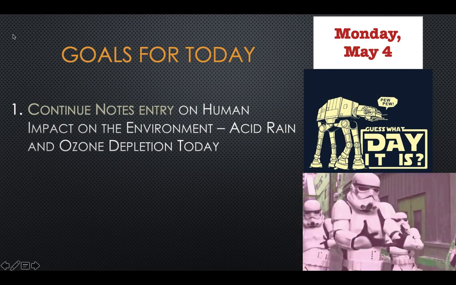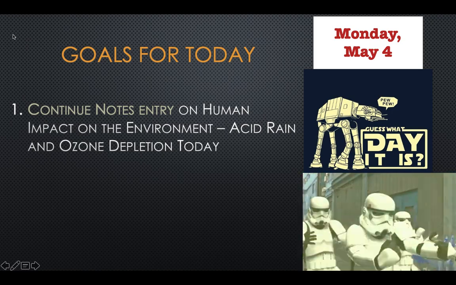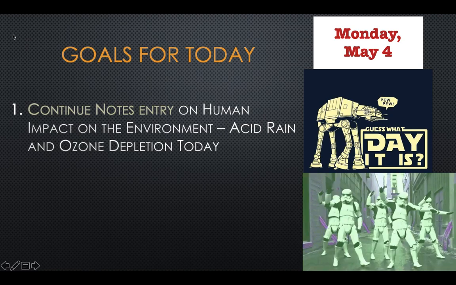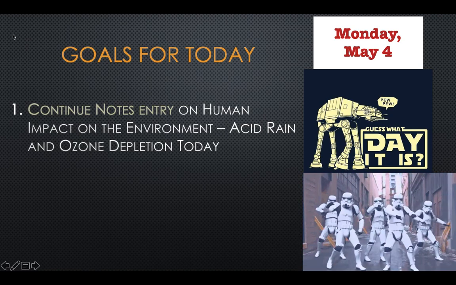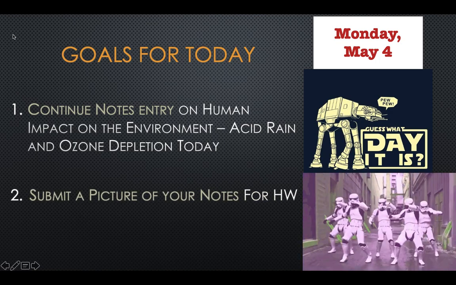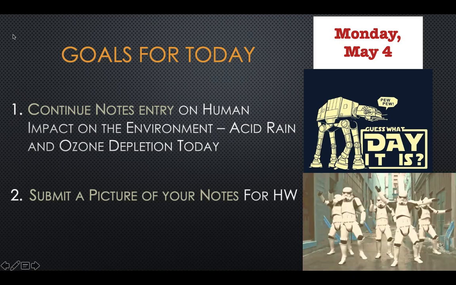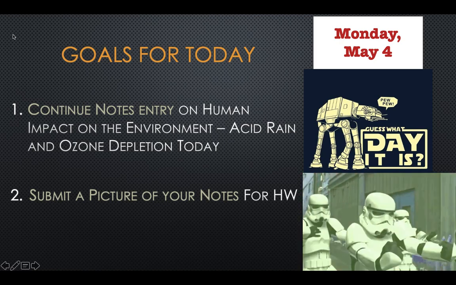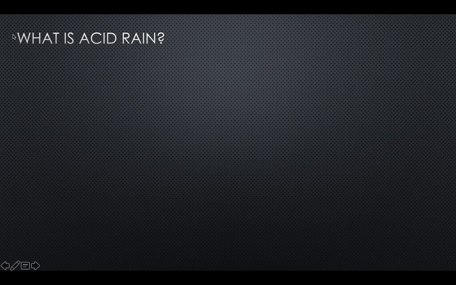And today in science, we are going to be continuing our discussion on human impacts on the environment. Last week it was desertification and deforestation. This week it's going to be acid rain and ozone depletion. Your only homework for today: please submit a picture of the notes that you take during this video lecture to count as your homework assignment. So let's jump right into the first, which is acid rain.